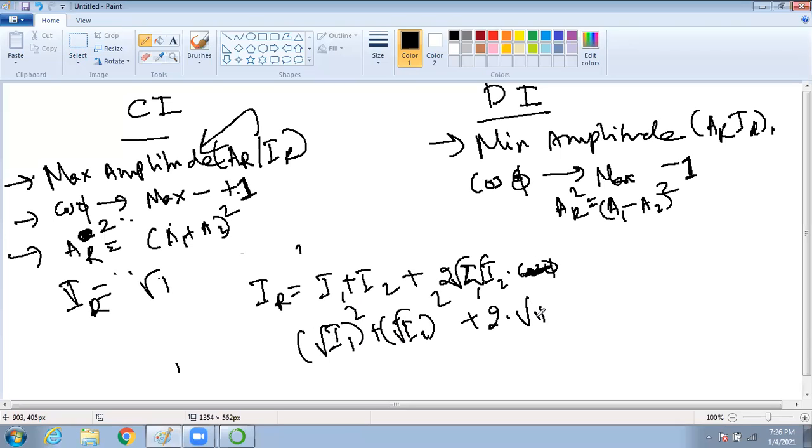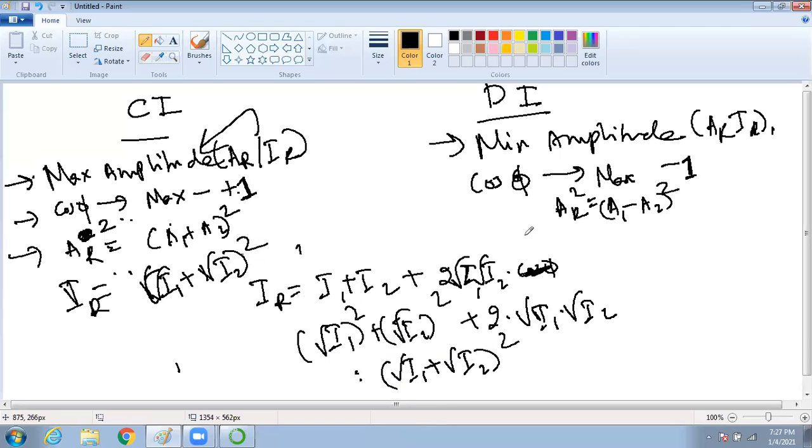Can I write that? Yes or no? So what will it become? Root I1 plus root I2 whole square. So IR can be written as root I1 plus root I2 whole square. Similarly, here your IR will become root I1 minus root I2 whole square. Clear? Okay, good.